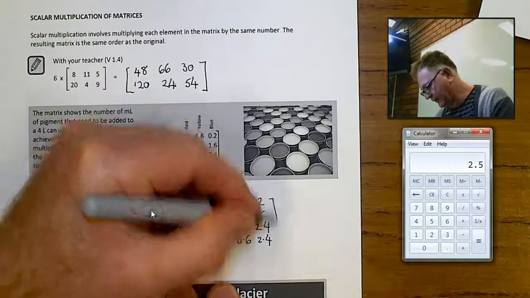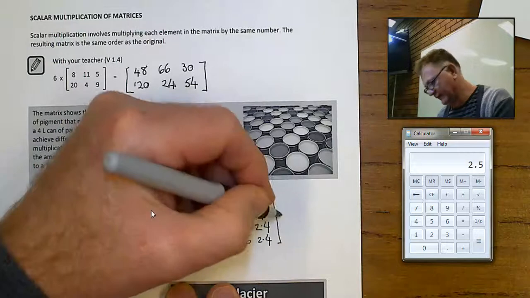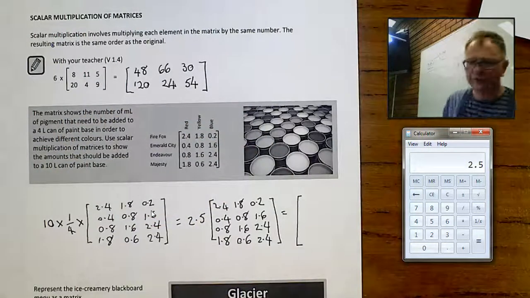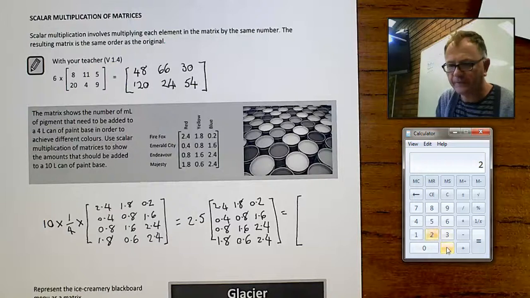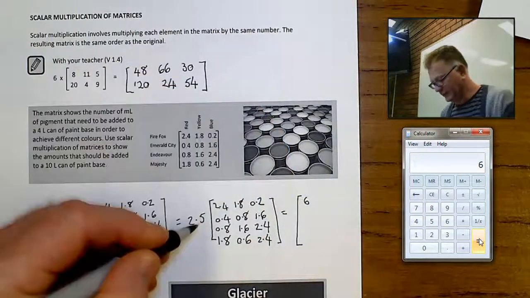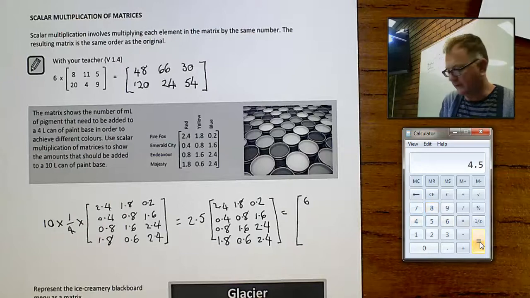Now there might be a bit of work here because we've got to multiply 2.5 by all of those different things. So what do we get? 2.5 times 2.4 is 6. 2.5 times 1.8, I get 4.5.